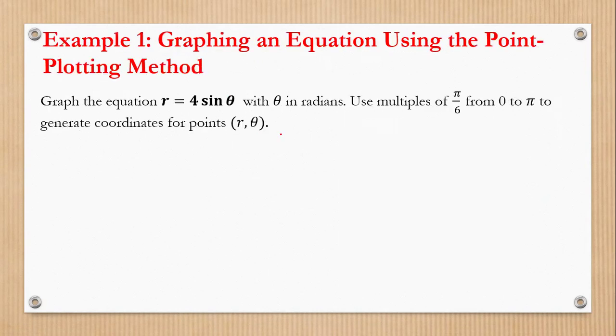For example, we want to graph the equation r equals 4 sine theta, where theta is in radians, and it tells us to use multiples of pi over 6 from 0 to pi to generate coordinates of points. One of the methods to graph any equation is just plotting points: replacing some number for the independent variable, finding the dependent variable, and then plotting the points on the coordinate plane and graphing the equation.